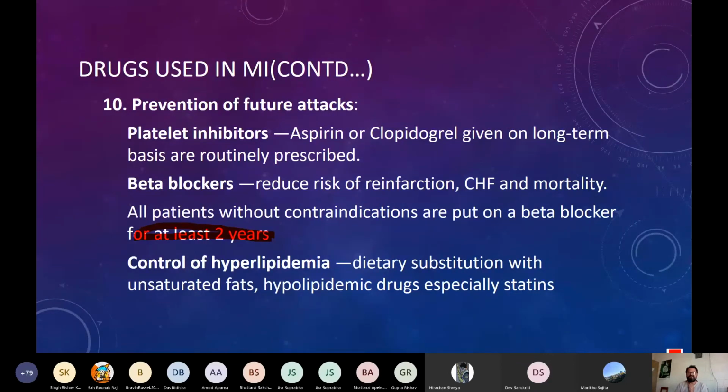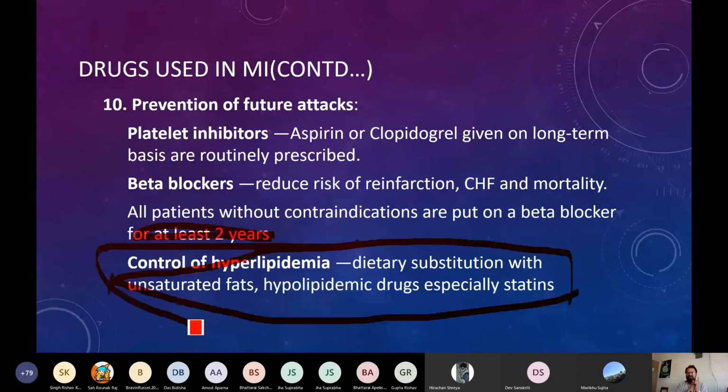And last but not the least is control of hyperlipidemia. You know, all these problems started from where? From the atherosclerotic patch. So if you ignore these hyperlipidemic patients, then the development of MI, secondary MI, subsequent reinfarction might always be there. So you have to use hypolipidemic drugs like statins and fenofibrates and others, or by pharmacological or non-pharmacological measures, you have to reduce the amount of triglycerides and bad cholesterol in your blood.